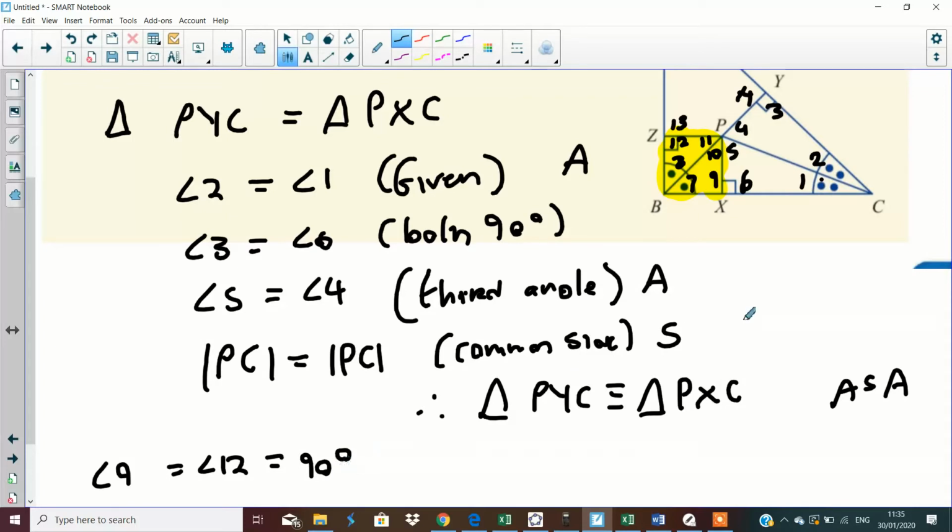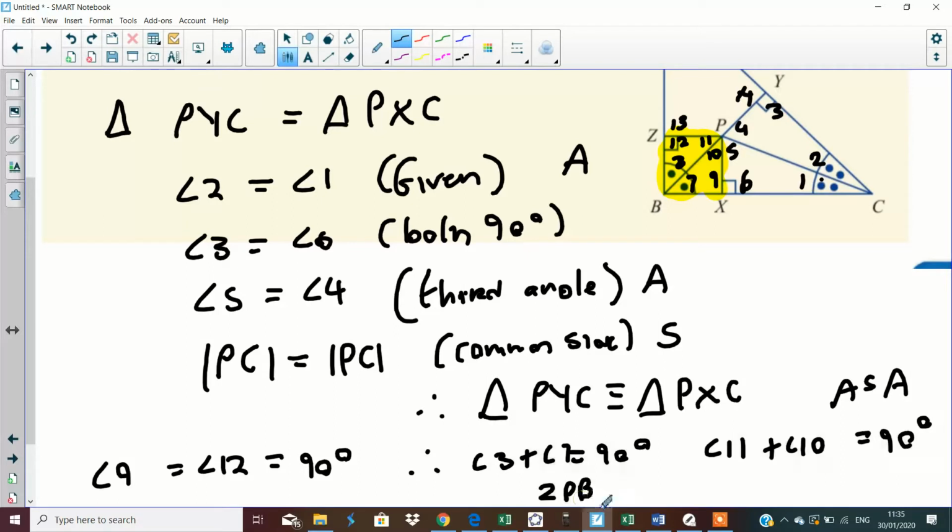Okay. This means that BX has to be perpendicular to ZB. Yeah, it means they're all perpendicular to each other. So it follows that angle 3 plus angle 7 is 90. And it also follows that angle 11 plus angle 10 is also 90 degrees. This means said PBX is a square, not necessarily a square, is a rectangle. Would you agree? Yeah, it's a rectangle. Can't say it's a square.